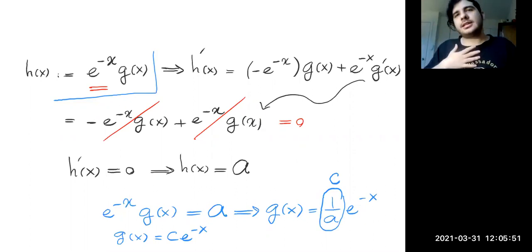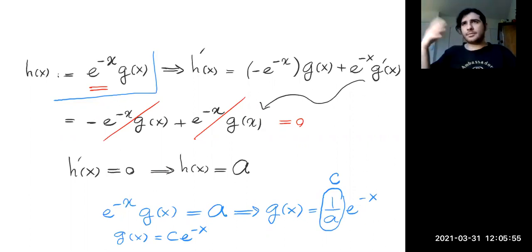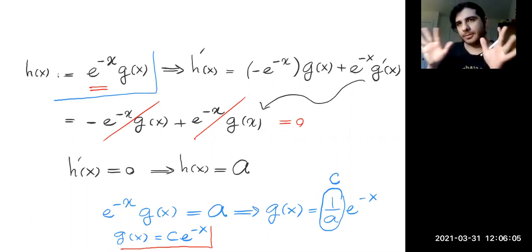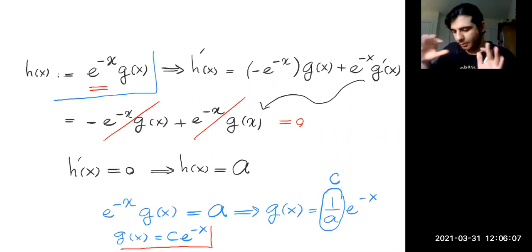Maybe it wasn't even necessary to say I'm proving it by contradiction. I could say suppose g is any function satisfying this, and then we would get to this point to see g of x is equal to c times e to the x. So that's it. That's the only thing.